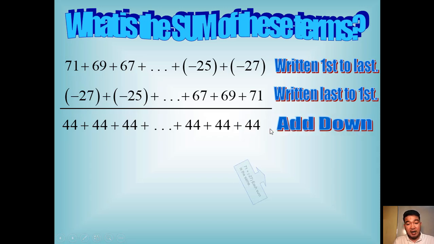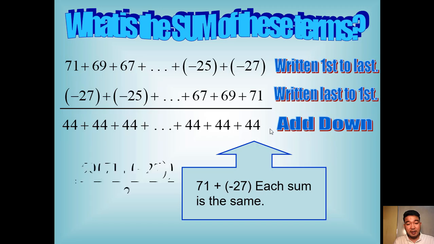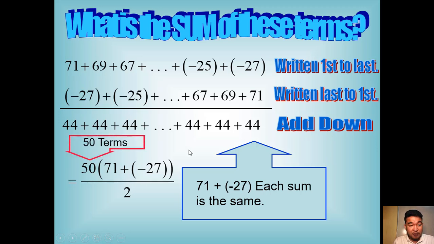And how many pairs do we have? We have 50 pairs here. 50 pairs of 71 plus negative 27, which is equal to 44. So 50 times 44, since we have 50 terms here, 50 terms from 1 to 50. And then, to get the sum, you will have 50 times 44 divided by 2 is equal to 1,100. So that is the sum of the first 50 terms.